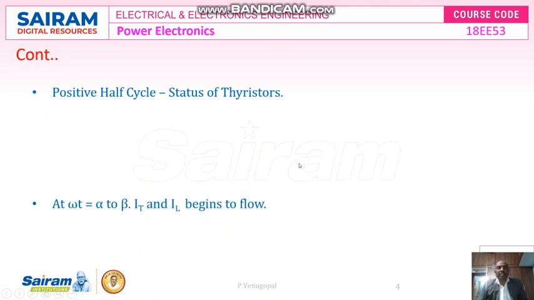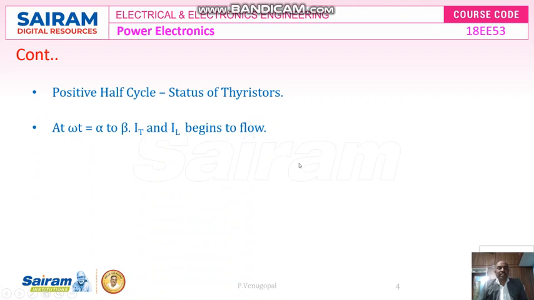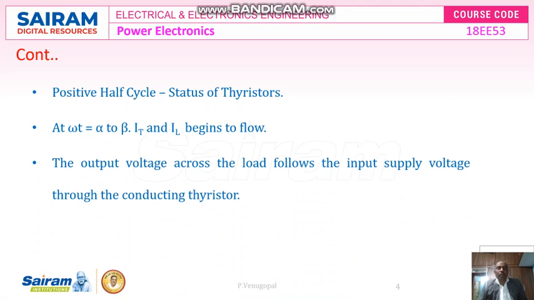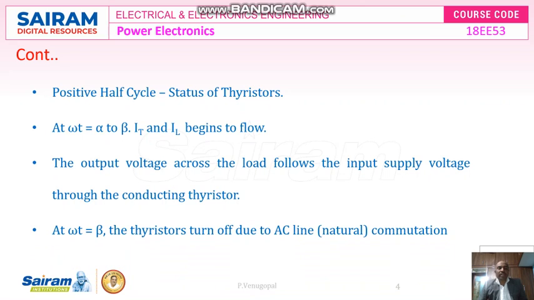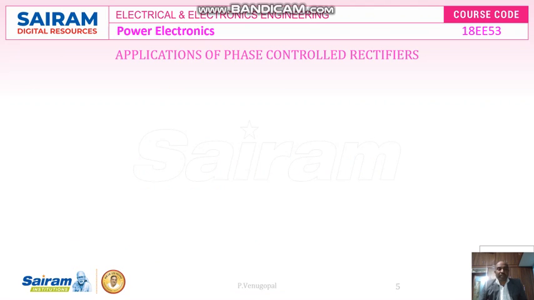During the positive half cycle, what happens? Let us understand the status of the thyristor during the positive half cycle. When omega t varies from alpha to beta, the thyristor current and load current begin to flow because the thyristors are forward biased. The output voltage across the load follows the input supply voltage through the conducting thyristor. At omega t equal to beta, the thyristor turns off due to AC line or natural commutation.